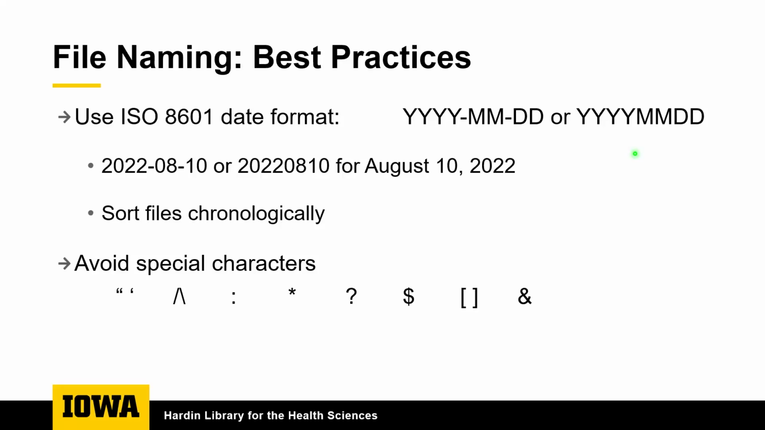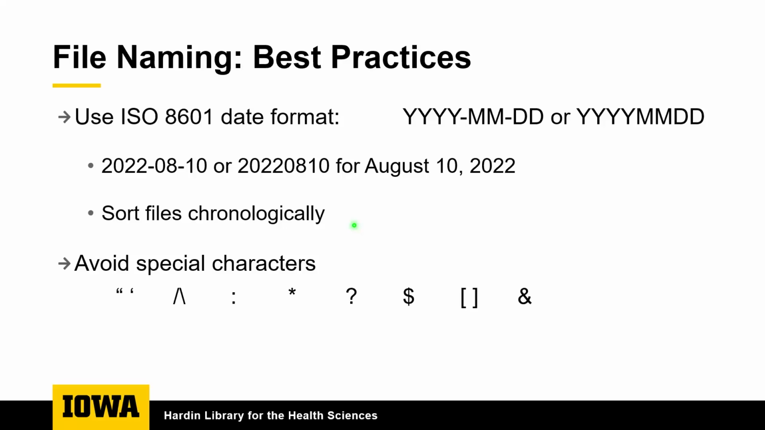Something else to keep in mind is that some computer operating systems cannot handle spaces or special characters. ISO 8601 format is widely used to represent the date in a file name and uses fewer characters. It can also sort files chronologically. Make sure you and your team decide on which format is going to be used before conducting your research, and then once you pick a format, stick with it.